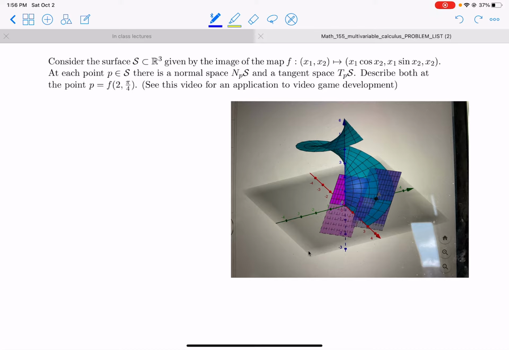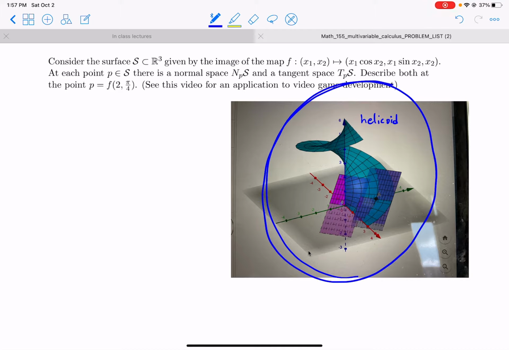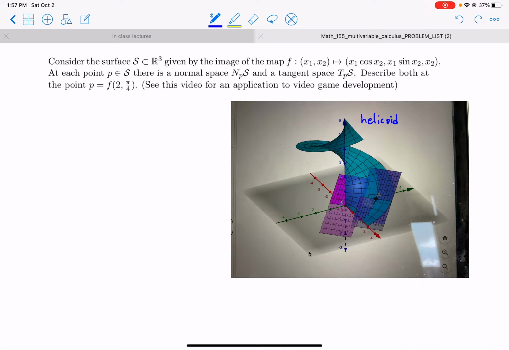Okay. Consider the surface given by the image of this map. So we have 1, 2, 3 component functions. So the surface will live in three-dimensional space. And here it is. It's this blue surface. It's called a helicoid. And you can click on our homepage and get this GeoGebra app from the Canvas homepage.